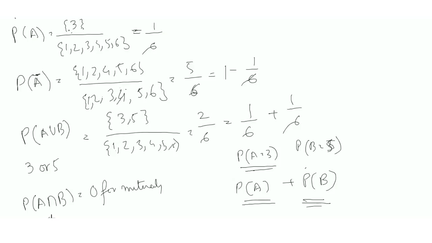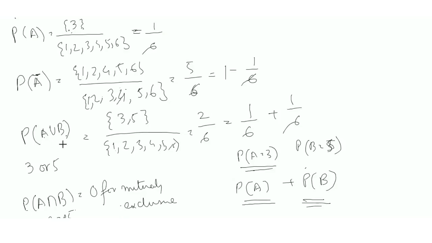A intersection B means that 3 and 5 both occur, so that is 0, because it's a single die roll. In a die roll, there can be only one outcome. So the outcome that it is both 3 and 5 has probability 0, because there cannot be two outcomes. There can only be one outcome, hence it is 0. So that is why you would say P of A intersection B equals 0 for mutually exclusive events.